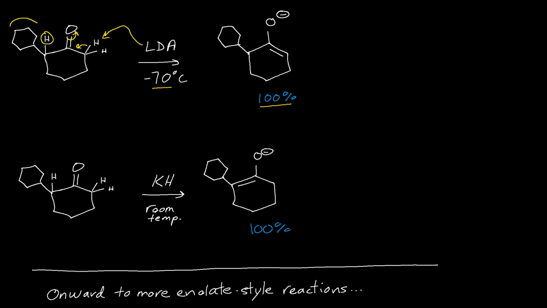The very small base, KH, so this is like K plus, H minus, it's a hydride base. Hydride's the smallest base possible. And this can easily get in there and remove that hindered proton. And will do so, in fact, so selectively at room temperature because this is the thermodynamic enolate.